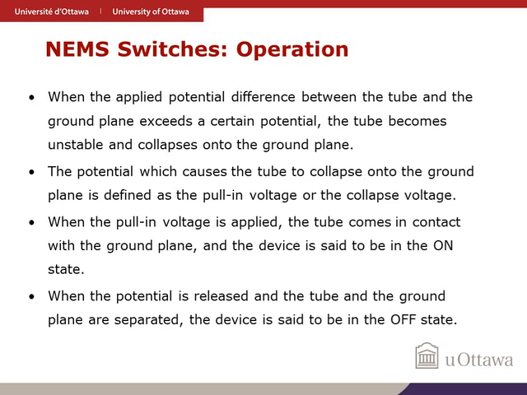The potential which causes the tube to collapse onto the ground plane is defined as the pull-in voltage, or the collapse voltage. When the pull-in voltage is applied, the tube comes in contact with the ground plane and the device is said to be in the on state. When the potential is released, the tube and the ground plane are separated and the device is said to be in the off state.